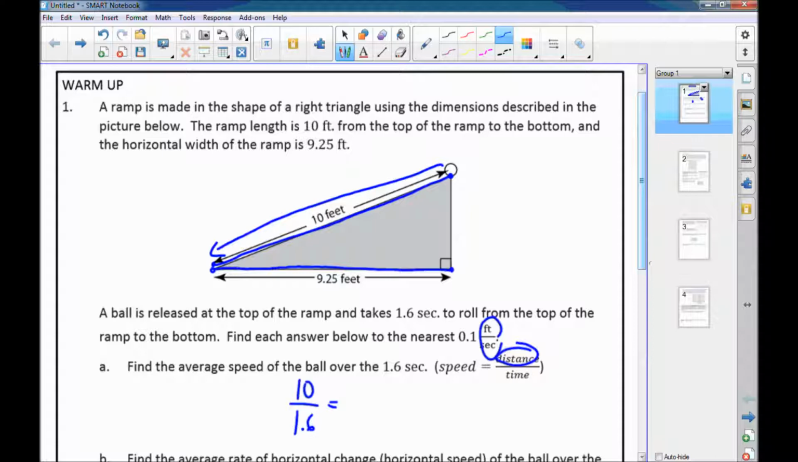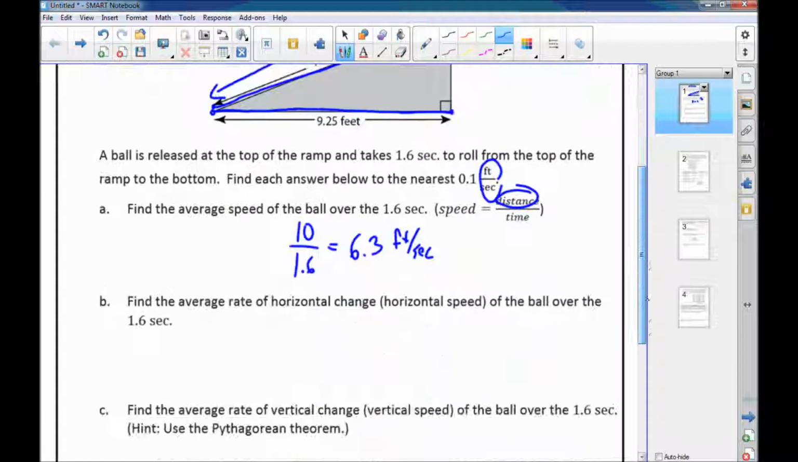So if we do 10 divided by 1.6 on our calculator, we can find the speed to the nearest tenth. So 10 divided by 1.6 will give us the speed of 6.3. It was 6.25, but I rounded up. And then this is feet per second. Okay, so that ball will travel 6.3 feet per second. And that makes good sense because it's 10 feet and it took more than a second. Okay, so then it should travel definitely less than 10 feet per second.